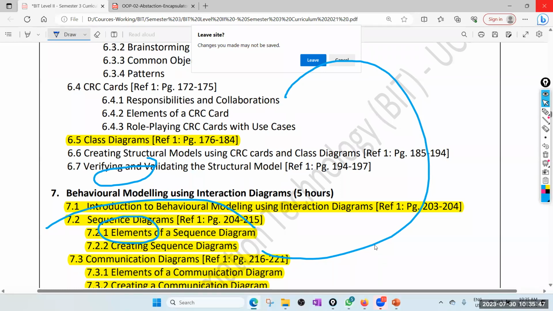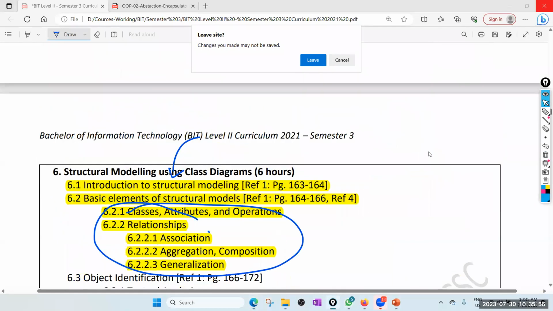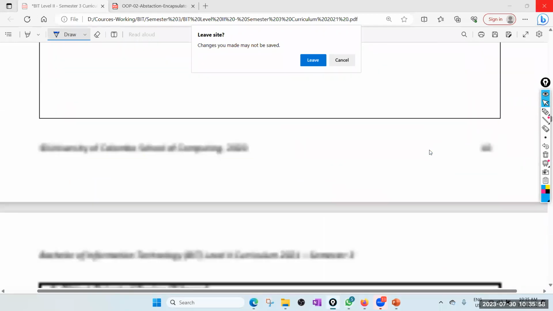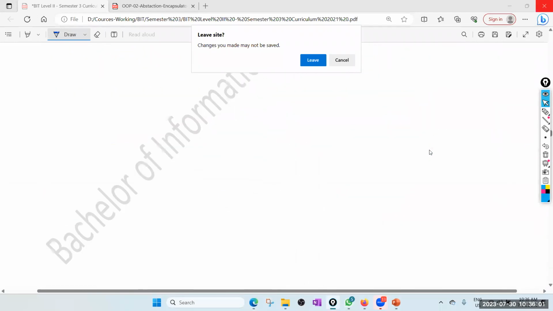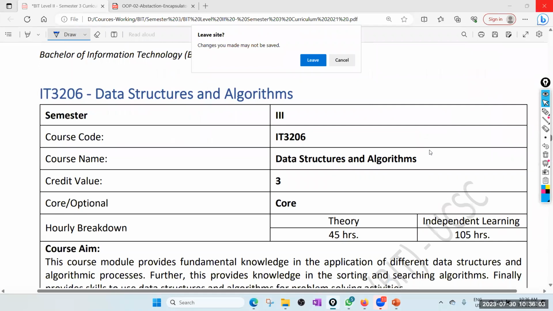Right. So let's move on to data structures and algorithms. I will first explain the syllabus and the objective of this subject. Data structures and algorithms.